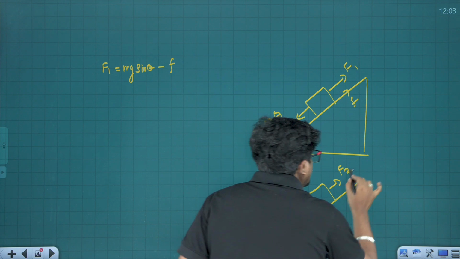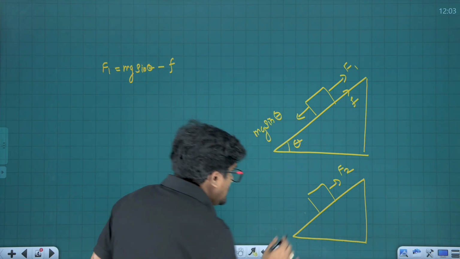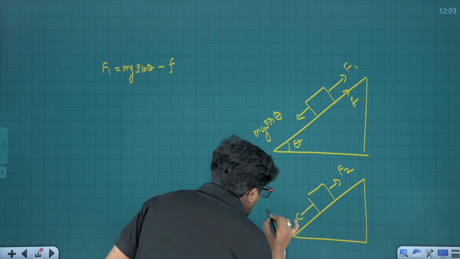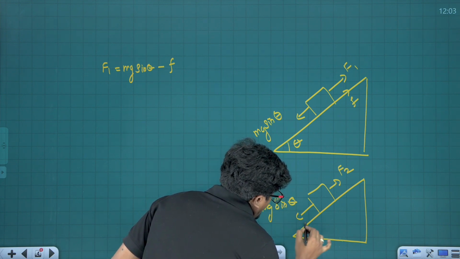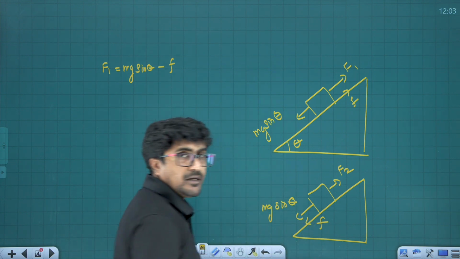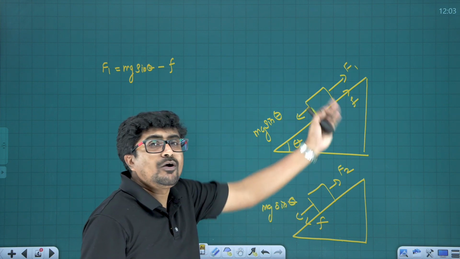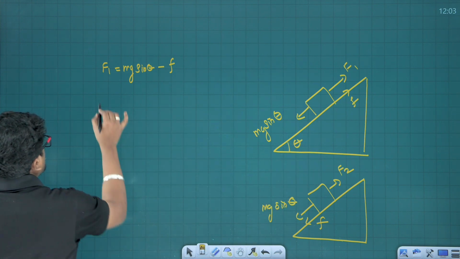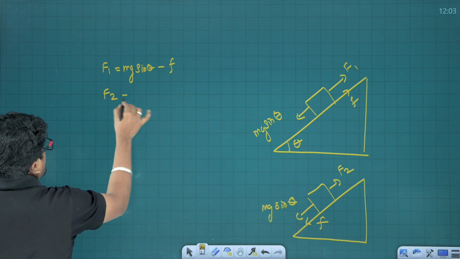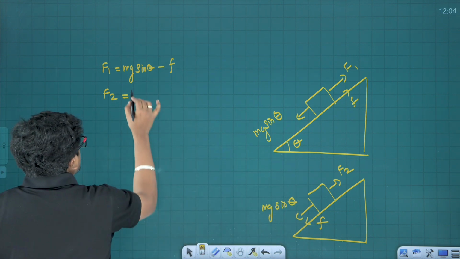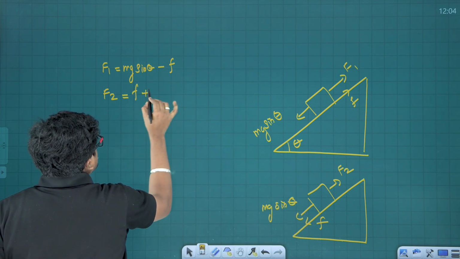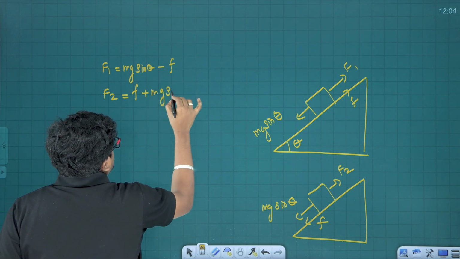Now for the same body, if you want to pull it in the upward direction, in that case F2 is the force acting in the upward direction, and the downward forces acting are going to be mg sin theta and in addition to that friction also will be there. So while trying to pull the body in the upward direction, F2 is going to be F plus small letter f plus mg sin theta.